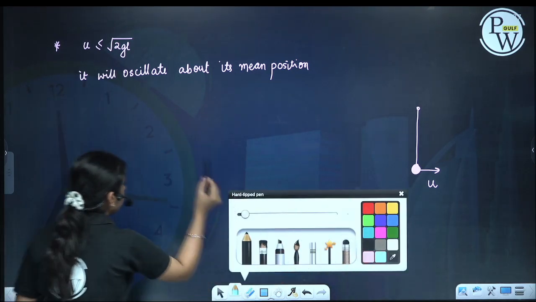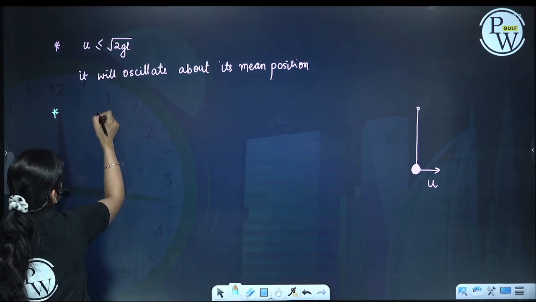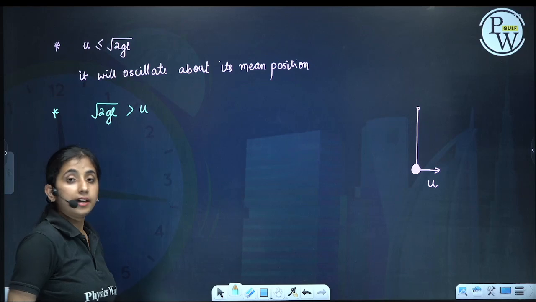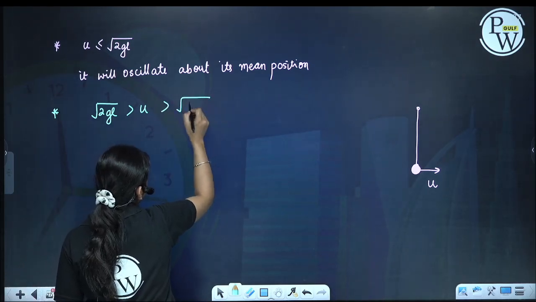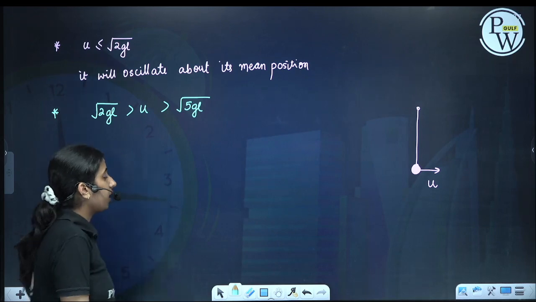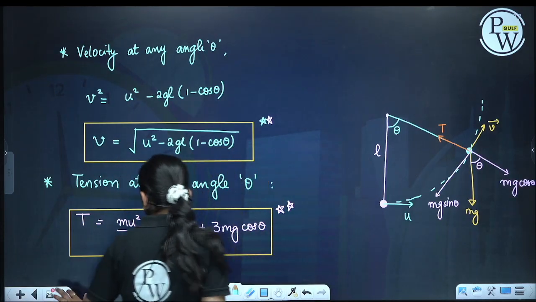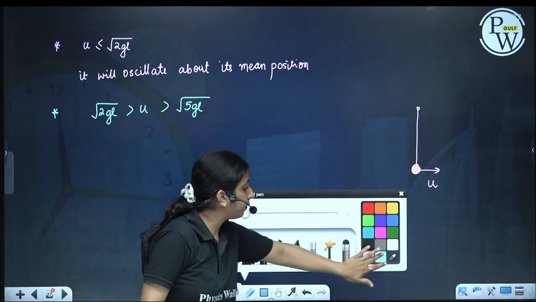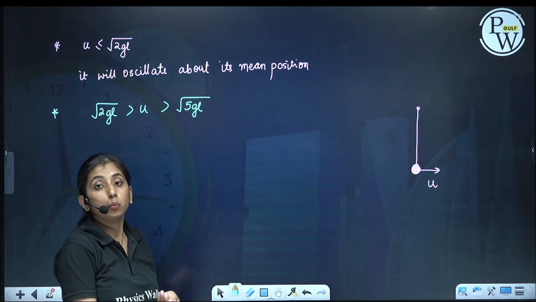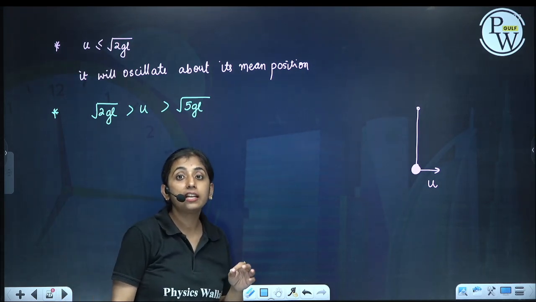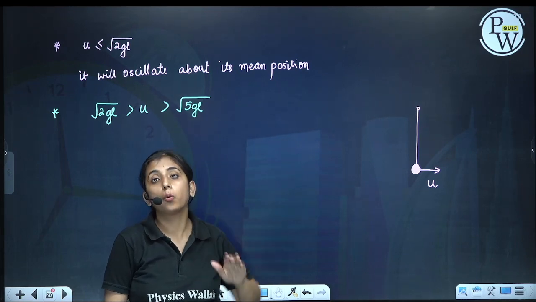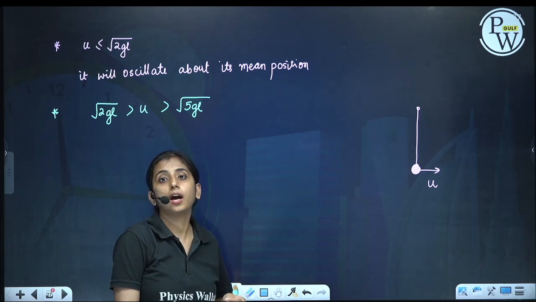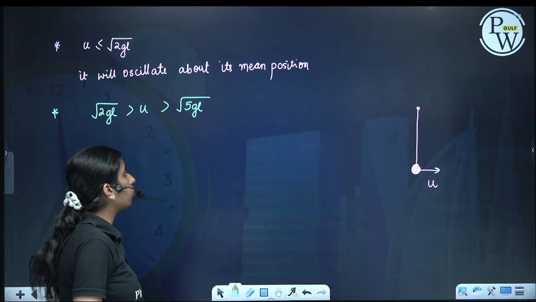Then second case, if we give a velocity greater than under root 2gl but less than under root 5gl. Now what is L? L is the length of the string. What will happen? It will move up. Velocity is enough to take the particle to the topmost point, but tension will become 0 in between, the string will slacken down and the particle will execute projectile motion.